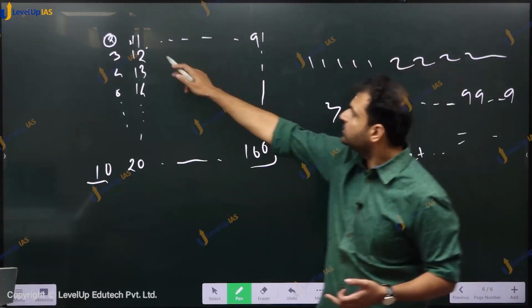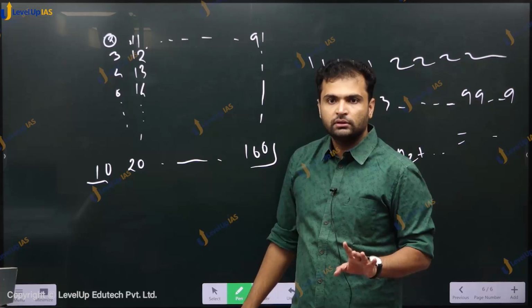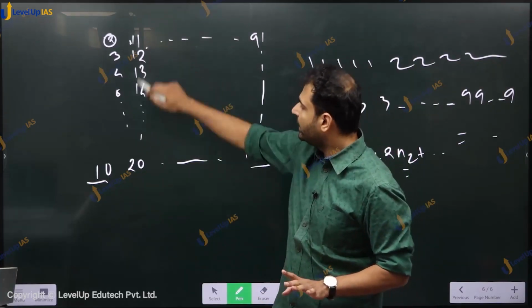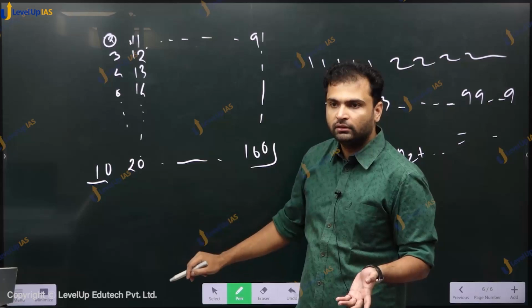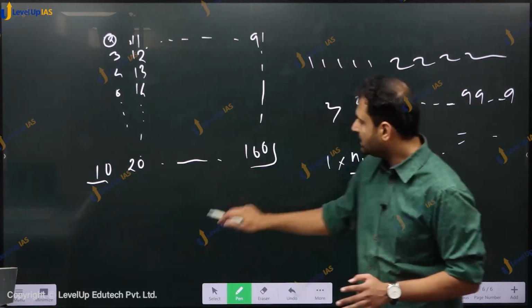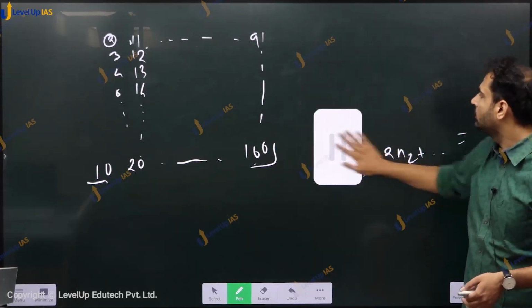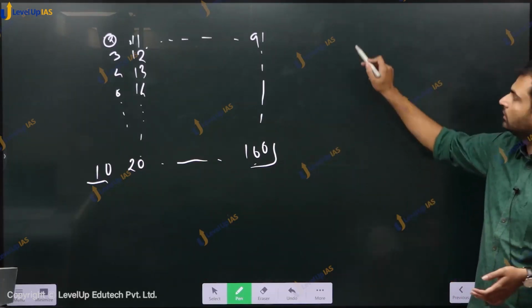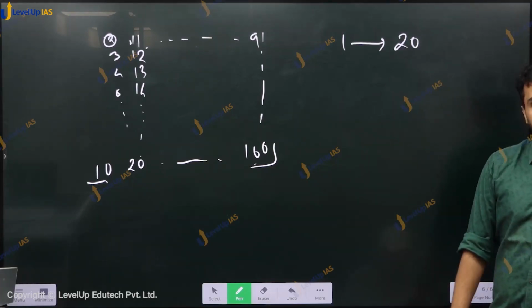Right? How many times here? 11 to 91, 9 times. And from 11 to 19, again 9 more times. So 18, plus 10 also has a 1 once, plus 100 also has a 1 once. So 1 is coming 20 times. Right?